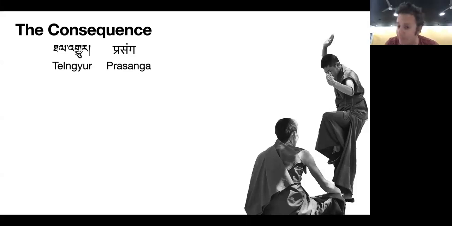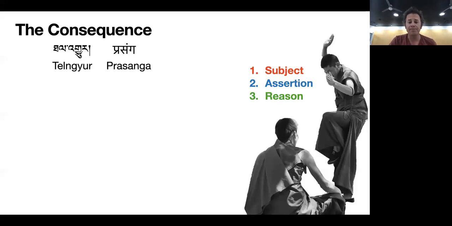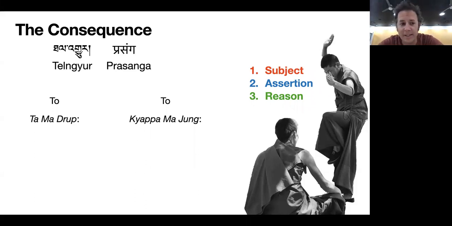So consequence meaning, right? If it's true that all fruit are blue, oranges gotta be blue. Okay, oranges gotta be blue. That's the consequence. Would have to be. Okay, so let's remember a subject, assertion, and reason. And you are gonna learn a consequence to Tamadrup and a consequence to Kyabamajung. This is the next thing you're gonna say in the debate.